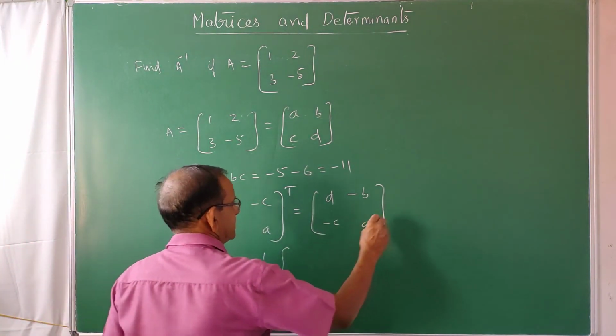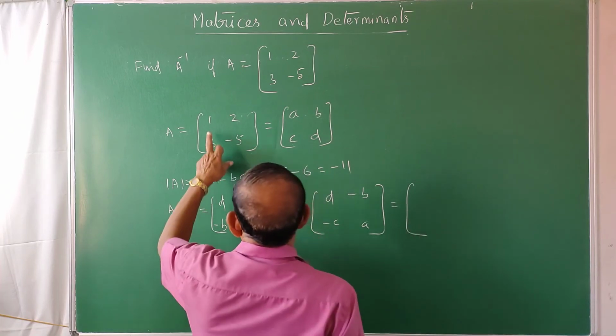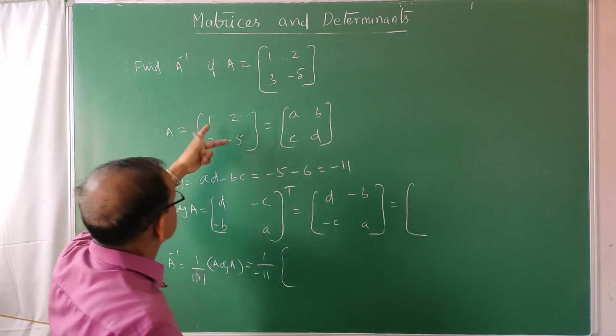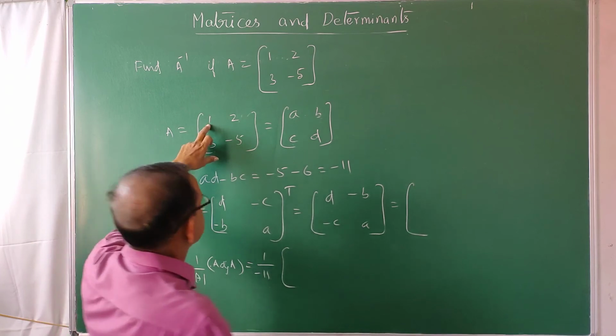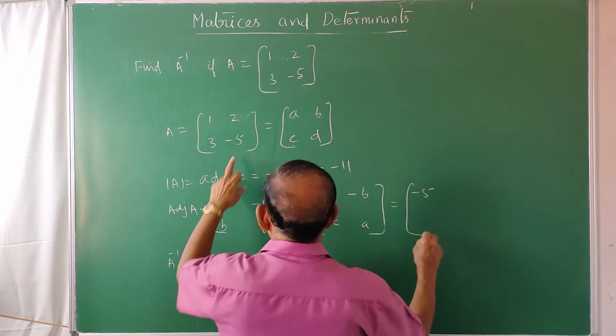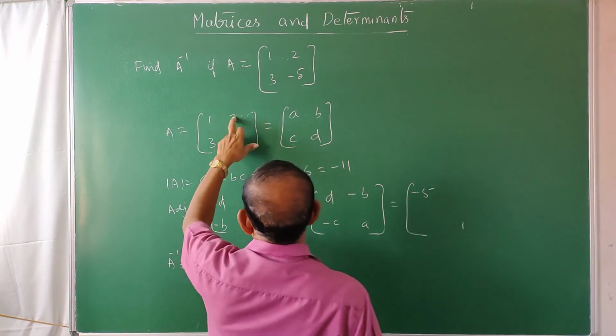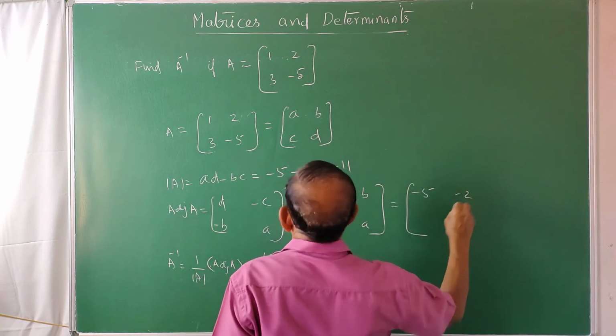This is equal to, you have to interchange these two places. This minus 5 will come to the first place and 1 will come to this place, and change the sign for these two: minus 2, minus 3.